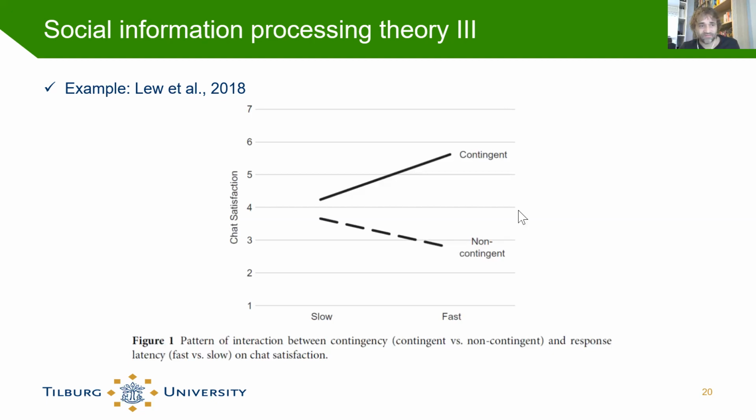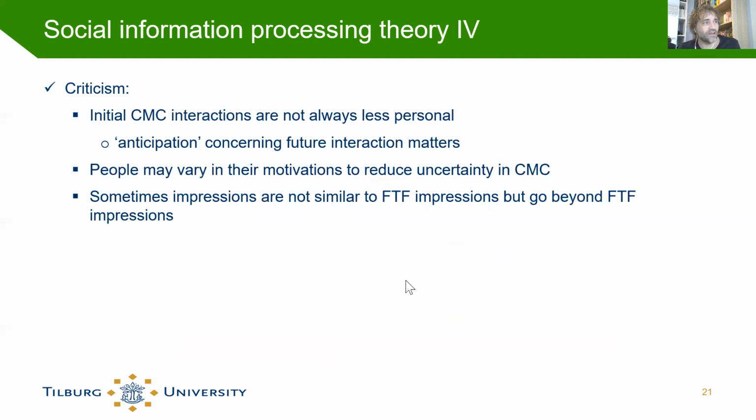So basically, social information processing theory says we rely on the cues that we have available, and if we have relatively few cues available, we base our entire impression of that person on the cues that we have available. So we use what we have.